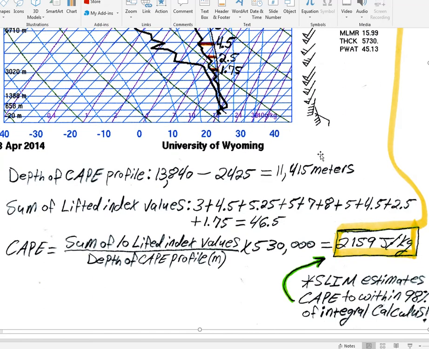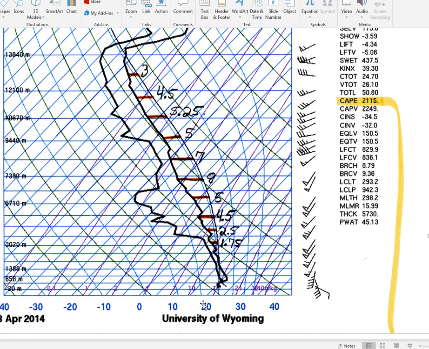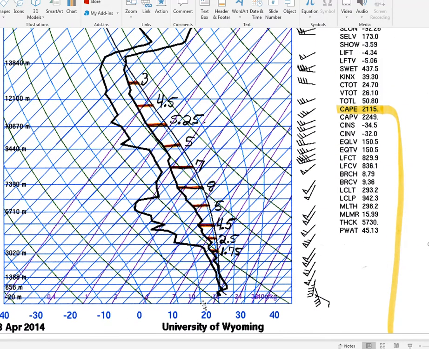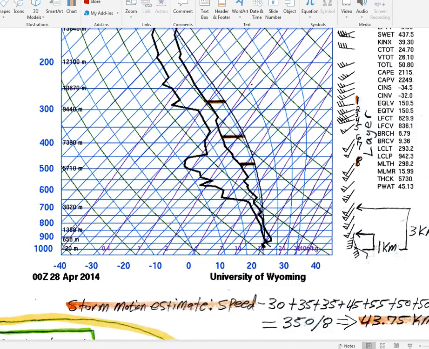So this slim method estimated CAPE within 98% of the integral calculus method that the computer algorithm uses. So it's a very good way of doing this. It's just a shortcut if you ever need it. This is a great way to determine CAPE, and I would like you guys to understand how it works. Okay, so now we're going to move on to calculating storm relative helicity.